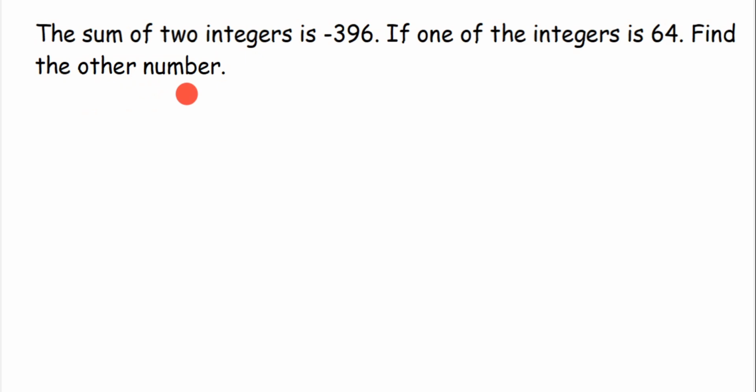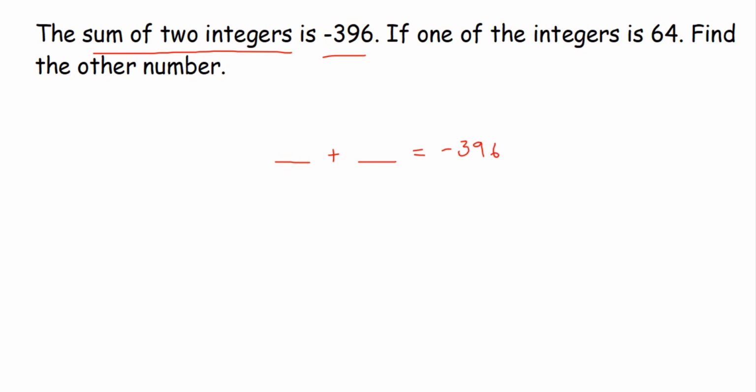So here we have given that the sum of two integers is minus 396. This means when we add two numbers, the result after adding is minus 396, and it's given that one of the integers is 64. We have to find the other number. So let's take the first number as 64, and we have to find this missing number.